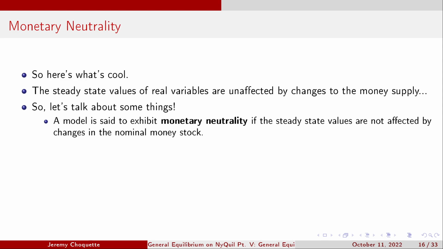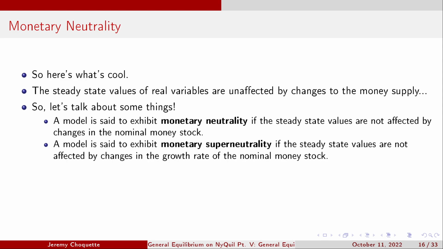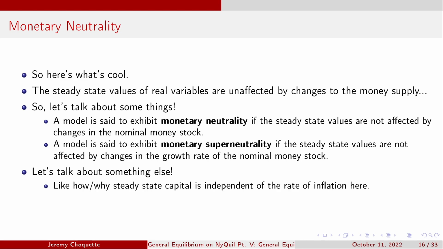So in the steady state, if these things aren't affected, then they exhibit monetary neutrality. But they also exhibit monetary superneutrality, because if we were to change the growth rate of the nominal money stock, these real variables wouldn't change. So let's talk about something else, like how and why steady state capital is independent of the rate of inflation.